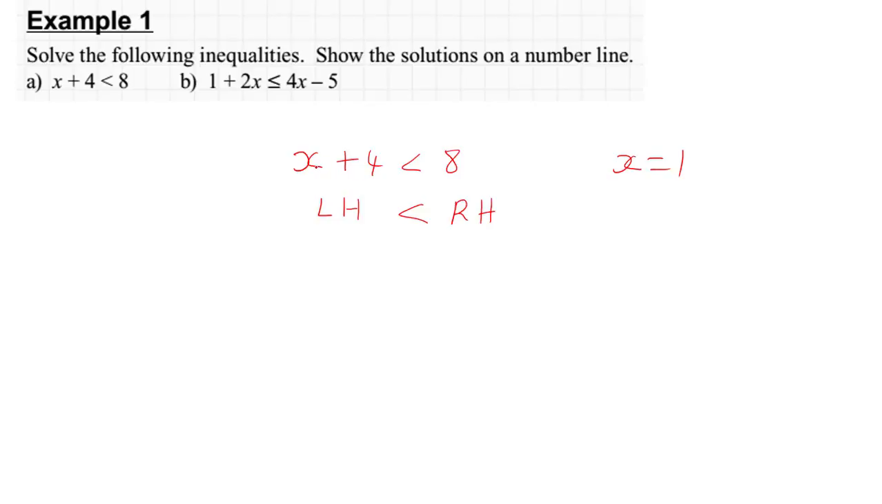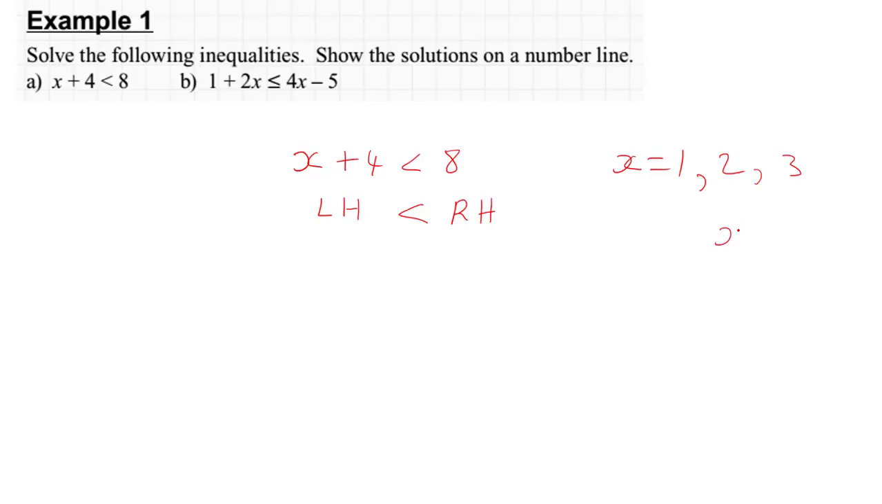Okay. If I try 2, 2 plus 4 is 6, which is less than 8. So x can be 2. If I try 3, 3 plus 4 is 7, which is less than 8. So x can be 3. If I try 4, 4 plus 4 is not less than 8. So x can't be 4. If I try a negative number, say for example negative 1, so negative 1 plus 4 is 3, which is basically less than 8, right? So I can tell that x is going to be less than 3 then.